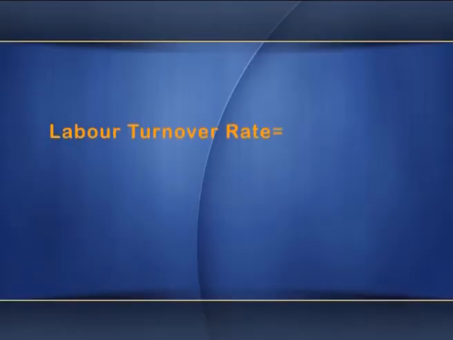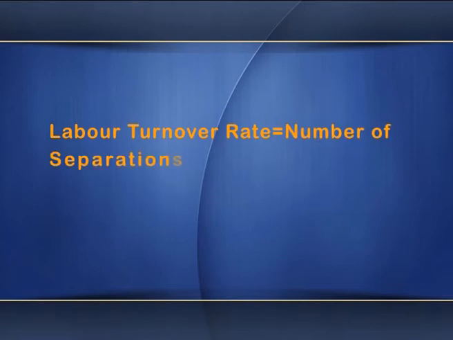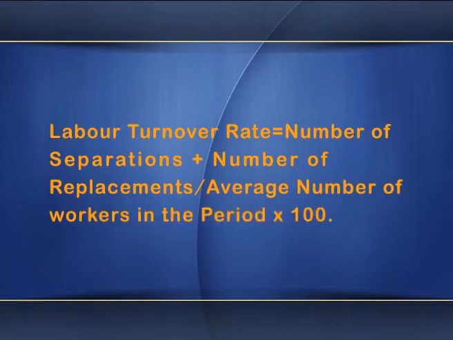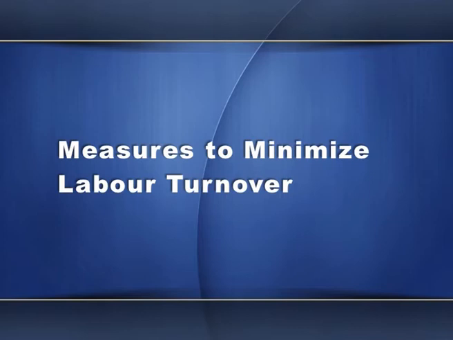Number 3, the flux rate method. Under this method, both the methods, that is separation and replacement methods, are taken into consideration. Labor turnover rate is equal to number of separations plus number of replacements divided by the average number of workers in the period, into 100. Now let us look at the measures to minimize labor turnover.